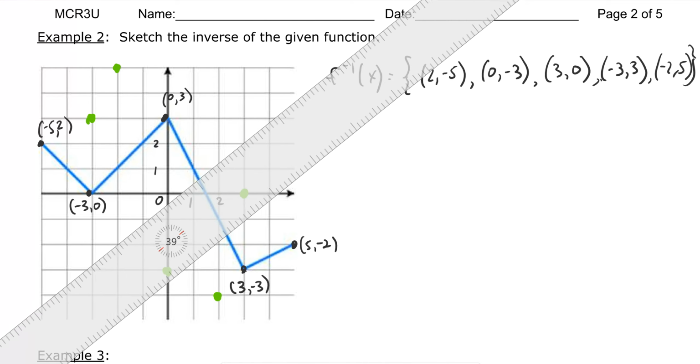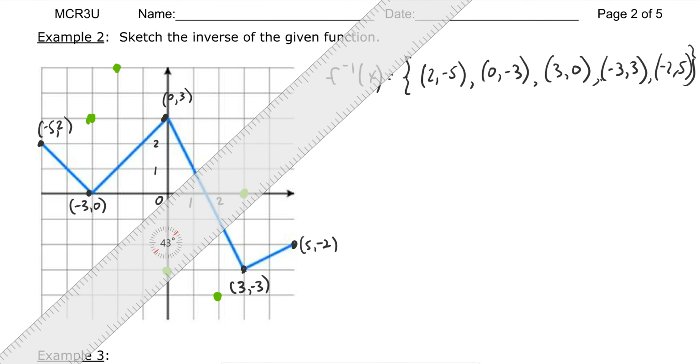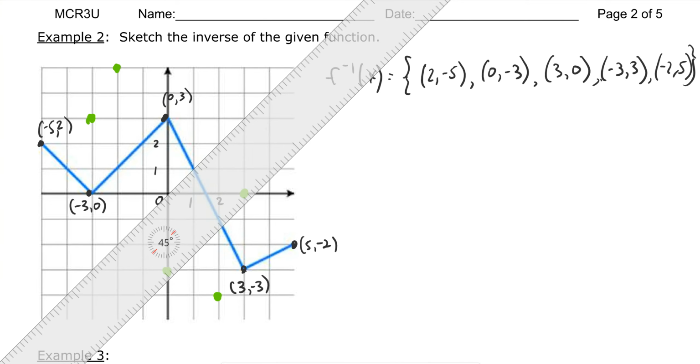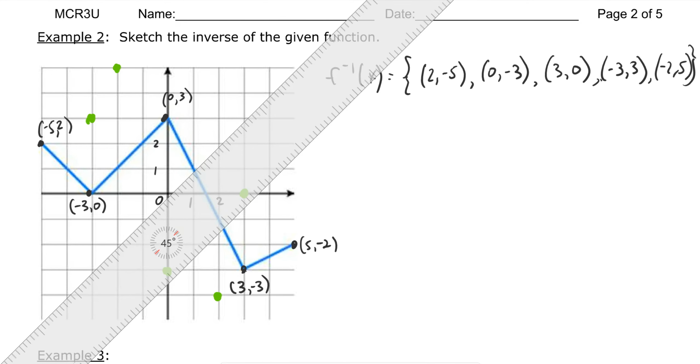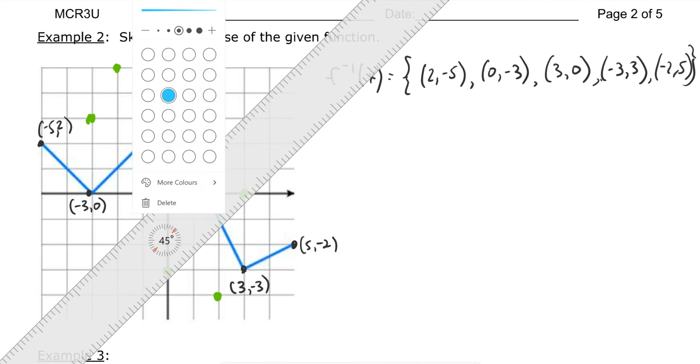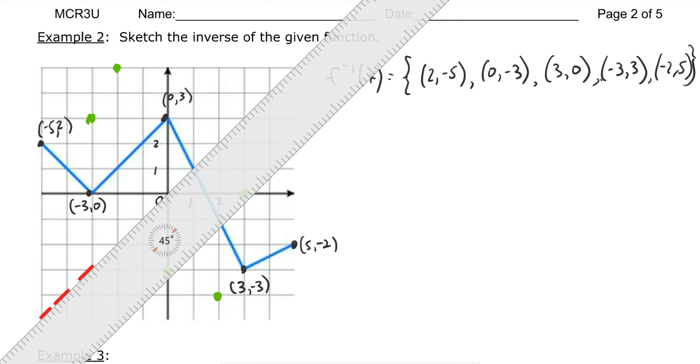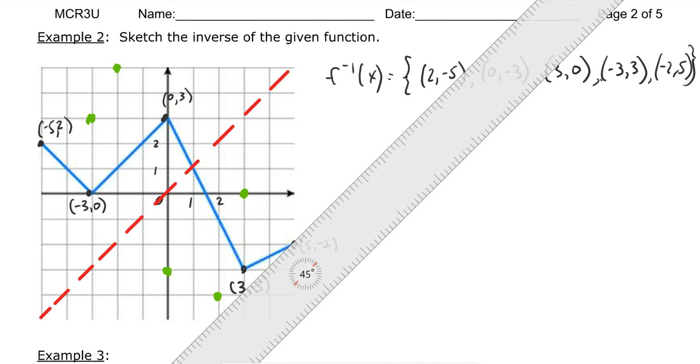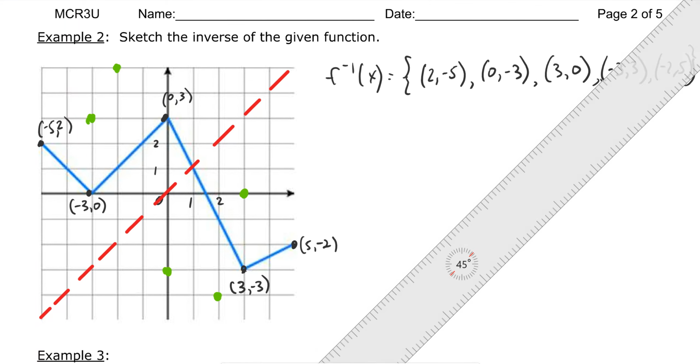So if you want to, it helps sometimes to draw the function y equals x. Let's draw y equals x first. All right, let's use a different color. So there's my y equals x. So all inverse functions are a reflection along this line.